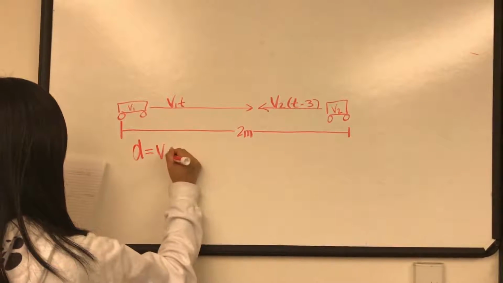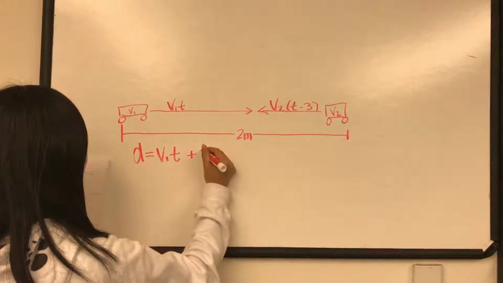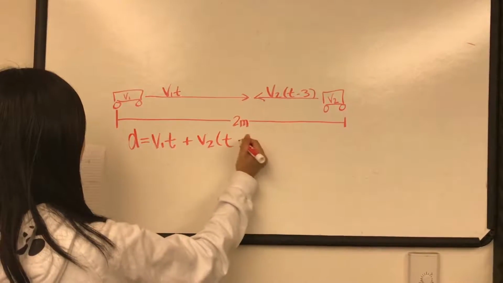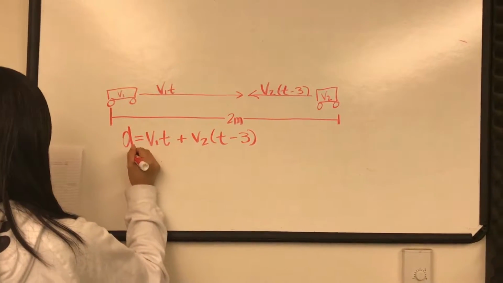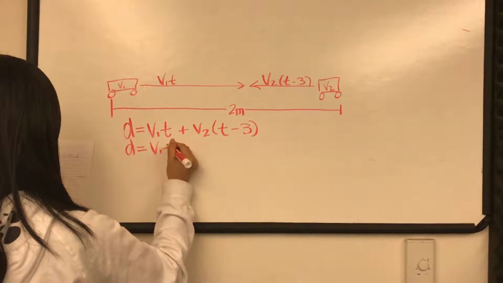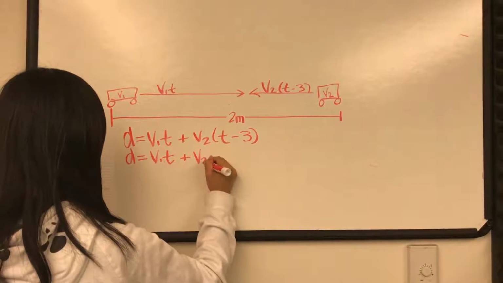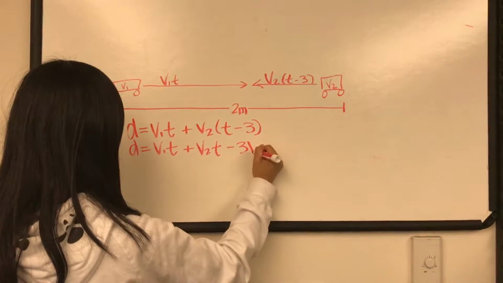First, we made an equation to predict this. We started with d equals v1t plus v2(t minus 3). Then we distributed the v2 to get d equals v1t plus v2t minus 3v2.